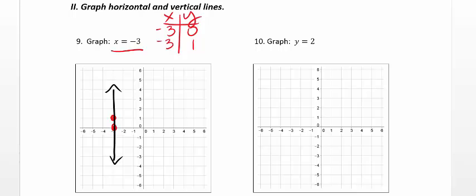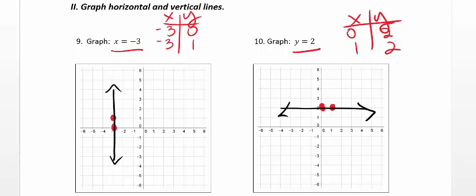So we can see here that anytime we have x equals a number, it's always going to be a vertical line. In 10, we're going to graph y equals 2. If I make a quick little t-chart, we know that y is always equal to 2, so no matter what x is, y is 2. I can plug any value in I want for x. I'll just do 0 and 1, but y remains 2. So when I plot those points of 0, 2 and 1, 2, I can go ahead and connect those two points and graph the line.